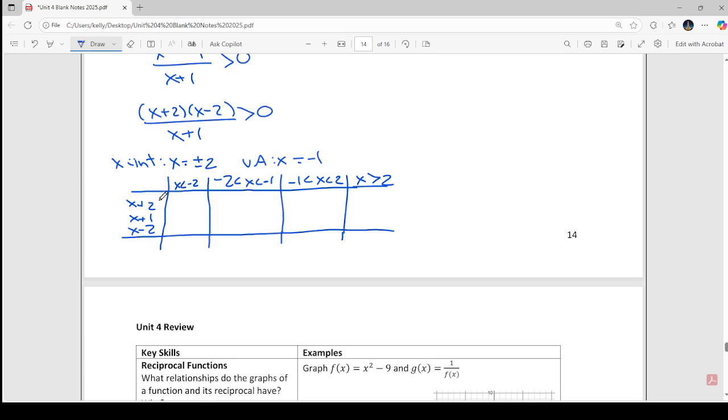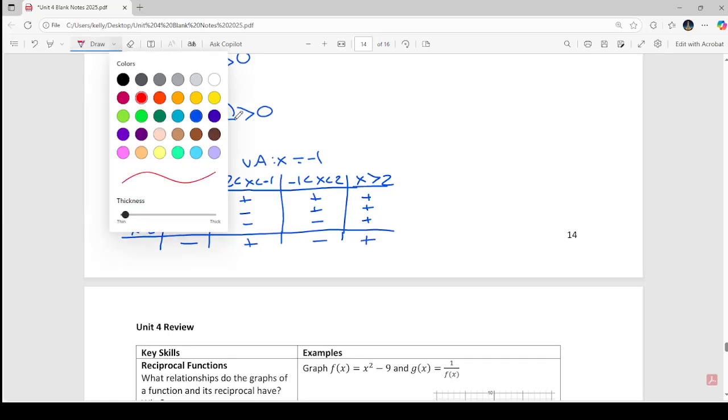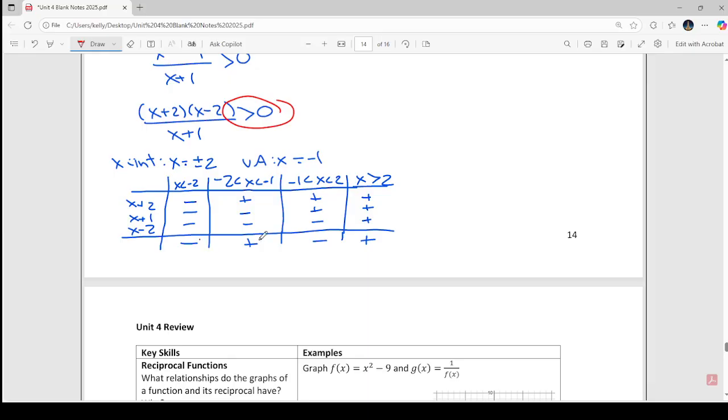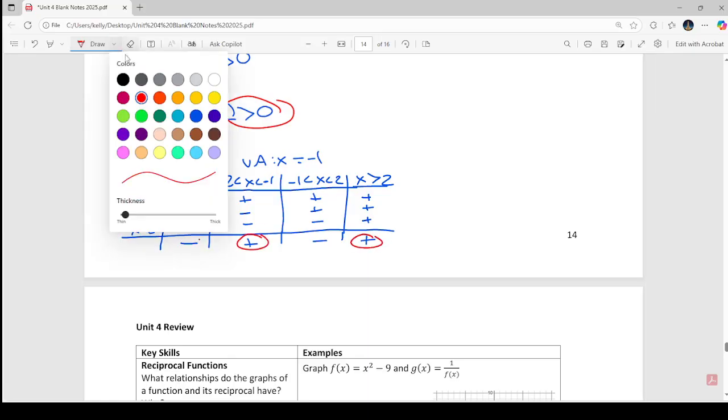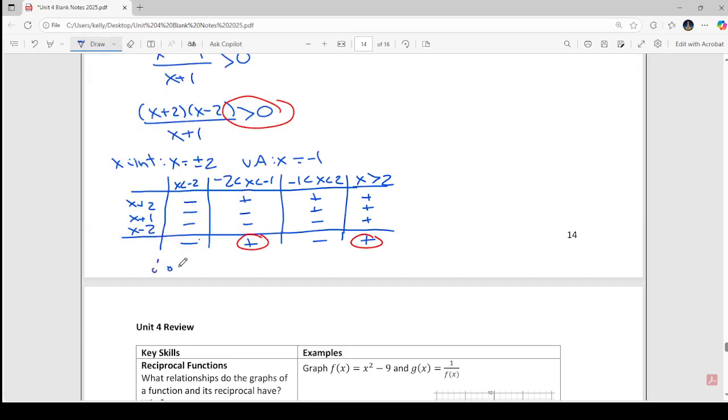But anyway, so everything less than negative 2, all of these will be negative. Between negative 2 and negative 1, like negative 1.5, it's positive, and the rest are negative. Between negative 1 and 2, like 0, we have 2 positives and a negative. And when it's greater than 2, all of these expressions are positive. So overall, we have negative, positive, negative, positive. And we want to find when this is greater than 0. So my intervals are from negative 2 to negative 1 and 2 until infinity.